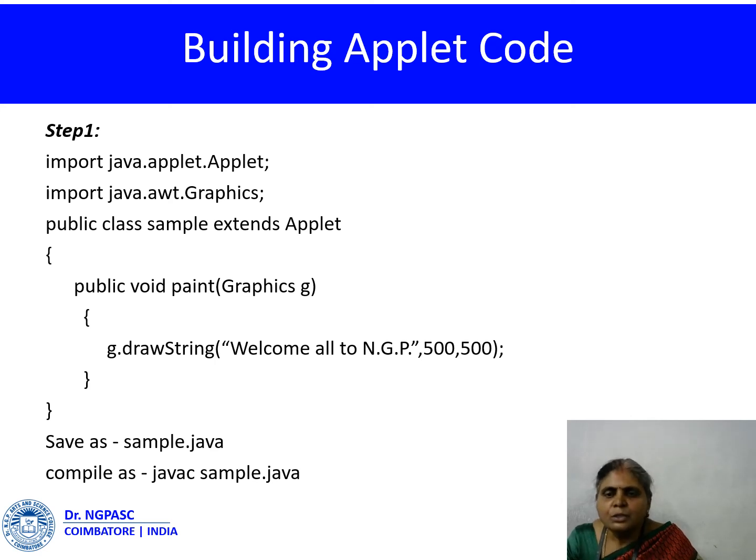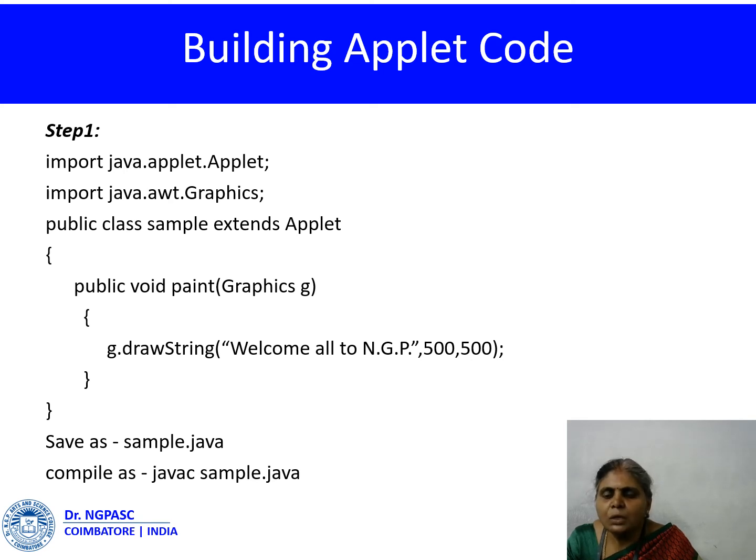So go to the command prompt and move to a folder where you have saved this particular sample.java file, and then set the path. After that you compile with the help of a JDK tool known as javac. So in the command prompt you have to type javac filename.java. Here the file name is sample, so I have to give javac sample.java.